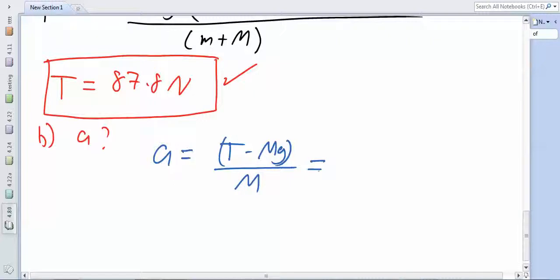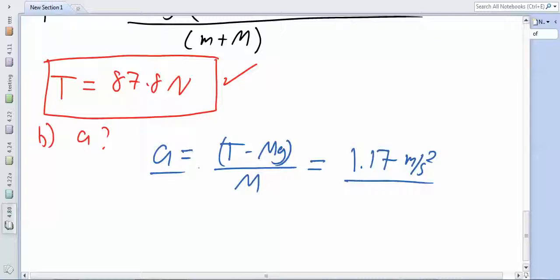If we plug the numbers into that expression, we get that the acceleration is 1.17 meters per second squared. And we're going to need that acceleration to do the kinematics for the second part of the problem.